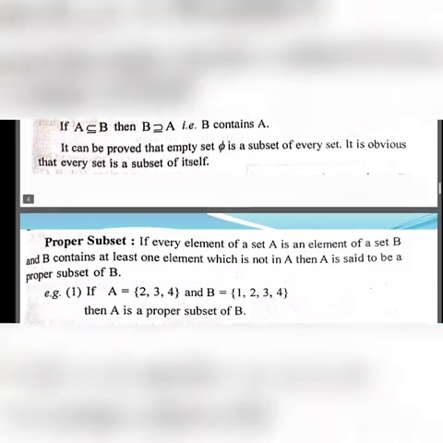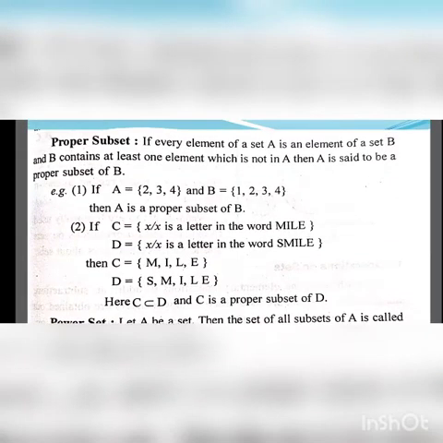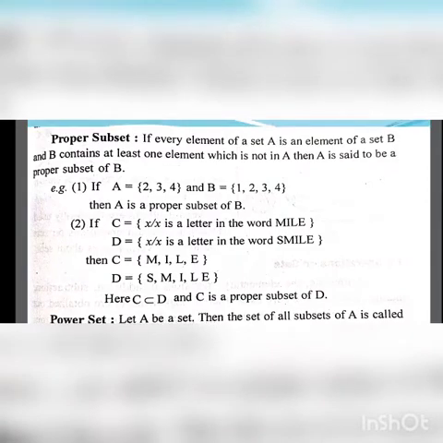So next point is proper subset. If every element of set A is an element of set B and B contains at least one element which is not in A, then A is said to be a proper subset of B. In other words, A is a proper subset of B when every element of A is in the set B and B contains at least one element which is not in A, means B contains more elements than A.